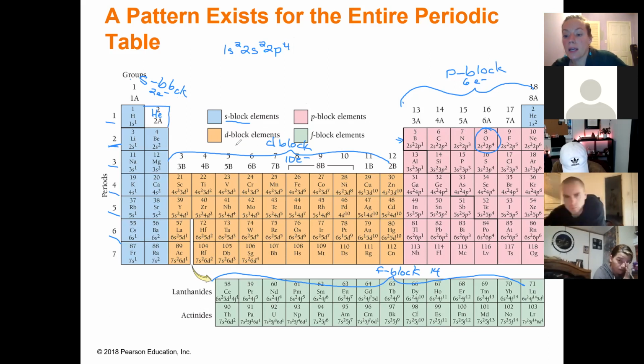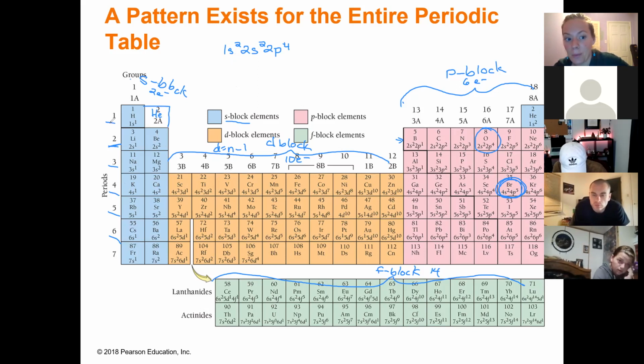Now, make a note here in the D that when you approach the D, it is always going to be 1 energy level less than the P and the S, or D equals N minus 1. Okay, so when we are filling, let's do bromine. All right, bromine's over here. We're going to start at the beginning. There's a pattern. It's the same thing.